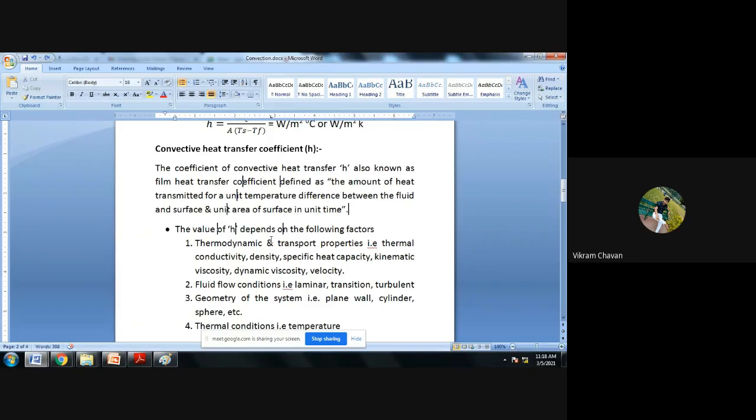So it depends on the thermodynamic and transport properties of a fluid. So what do thermodynamic properties mean? The thermal conductivity of that particular fluid, then the density of that fluid, then the specific heat capacity, then the kinematic viscosity of the fluid, then the dynamic viscosity. And the transport property is nothing but the velocity and acceleration of that particular fluid. That is the transport property. So this is the one case on which the convective heat transfer coefficient depends.